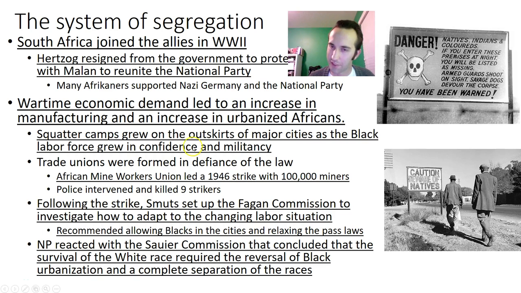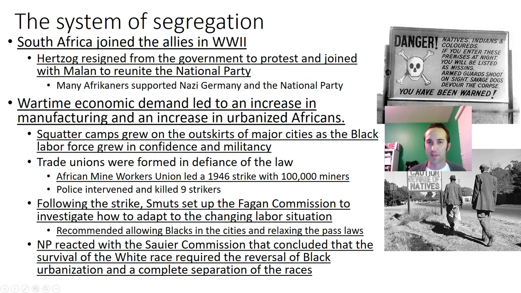World War II comes along and shakes things up even more. South Africa joins the Allies in World War II. Herzog resigns from the government in protest. He doesn't want to be part of the war, and he joins Malan to reunite the National Party. And so the two Afrikaner wings are now back together because they don't want to be part of this war because, well, their ideas line up with the Nazis really well. They like a lot of the Nazi ideas. And so a lot of the Afrikaners supported the Nazis, and so they protest the government by basically switching parties to become the National Party.